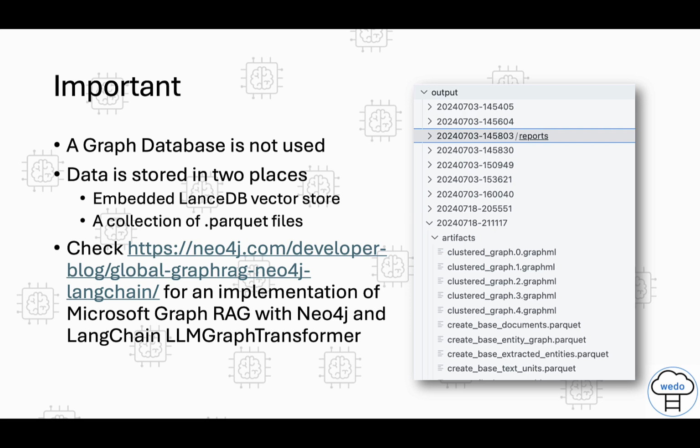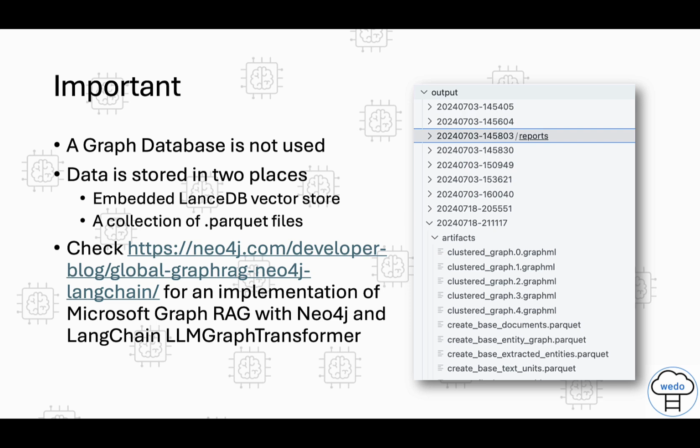So now you're probably thinking, well, this is great. Microsoft is creating a graph for me and probably is storing that graph into a graph database. Well, I have to tell you, a graph database is not used in the Microsoft open source GraphRAG solution. Actually, data is stored in two places. As I said earlier, embeddings or vectors are used to find entry points in the graph. So the text chunks that were created and the vectors that are calculated from those text chunks, they are stored in an embedded LanceDB vector database.